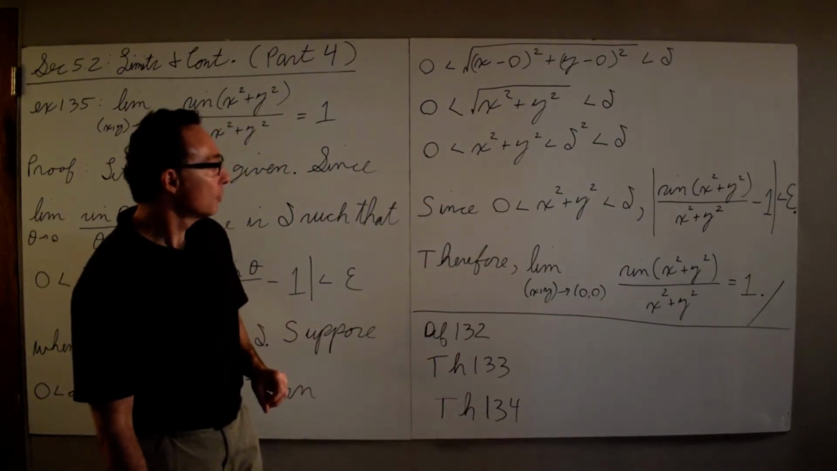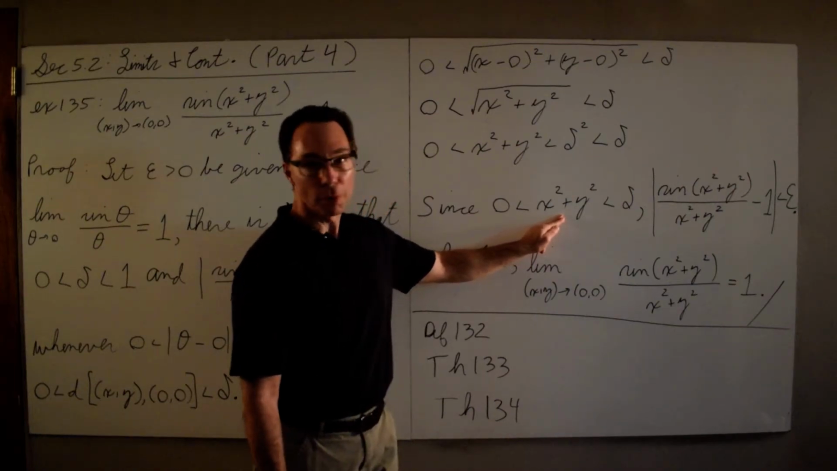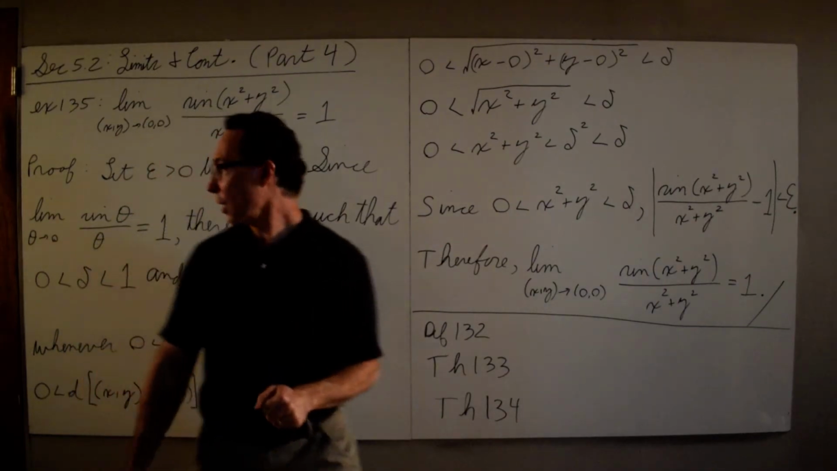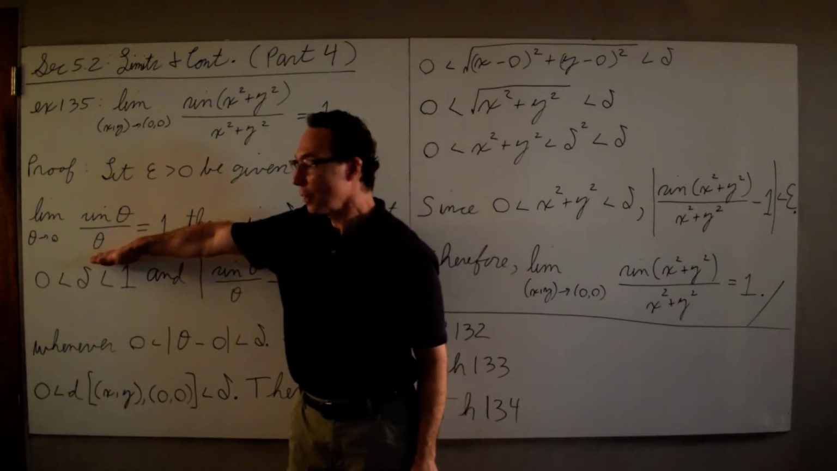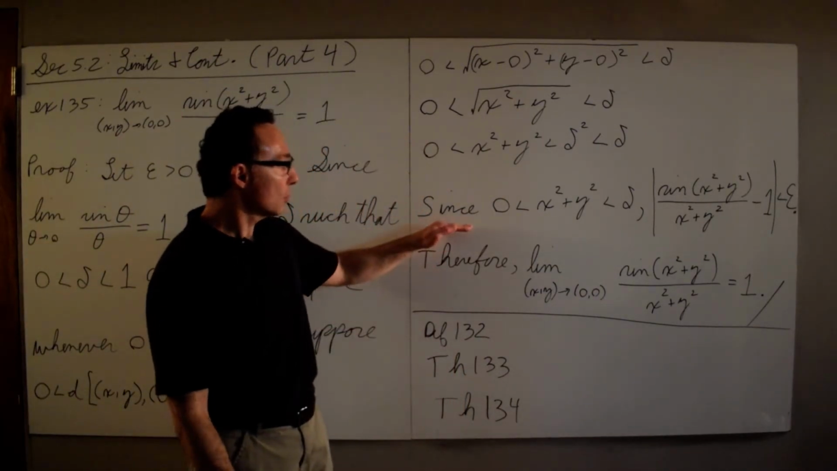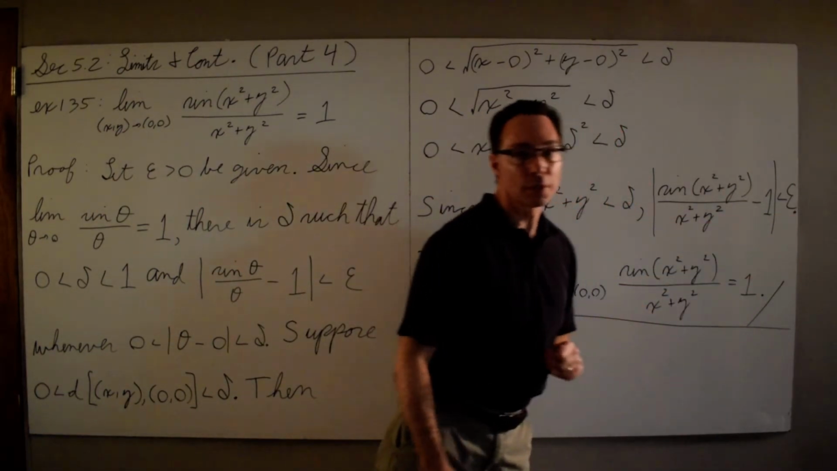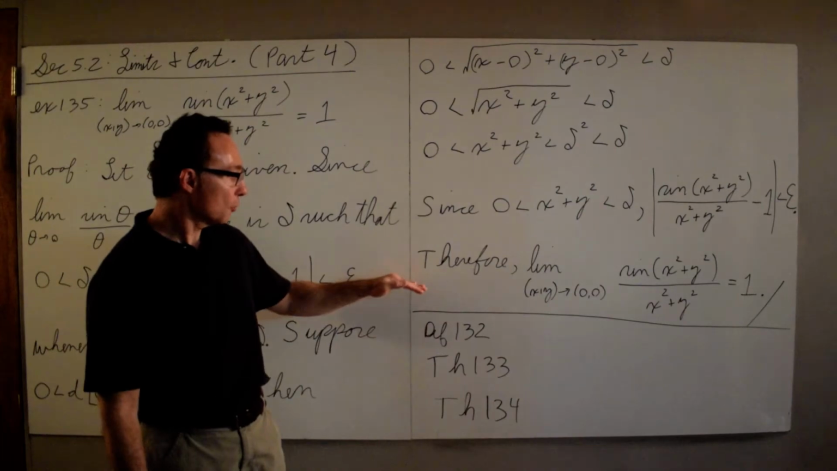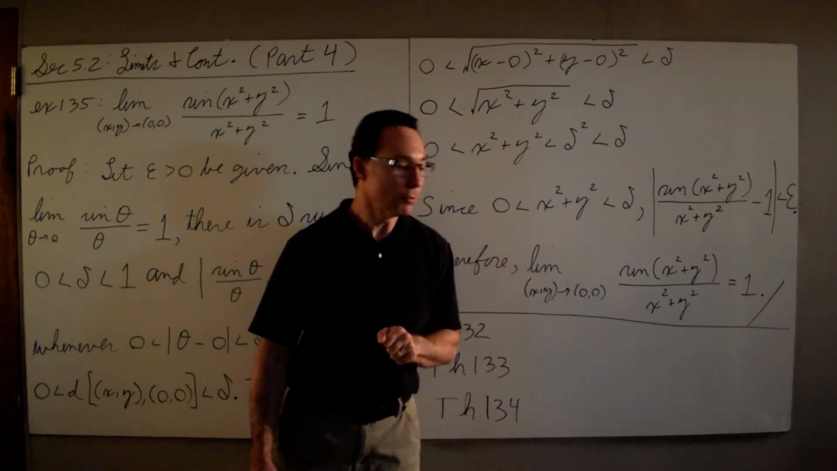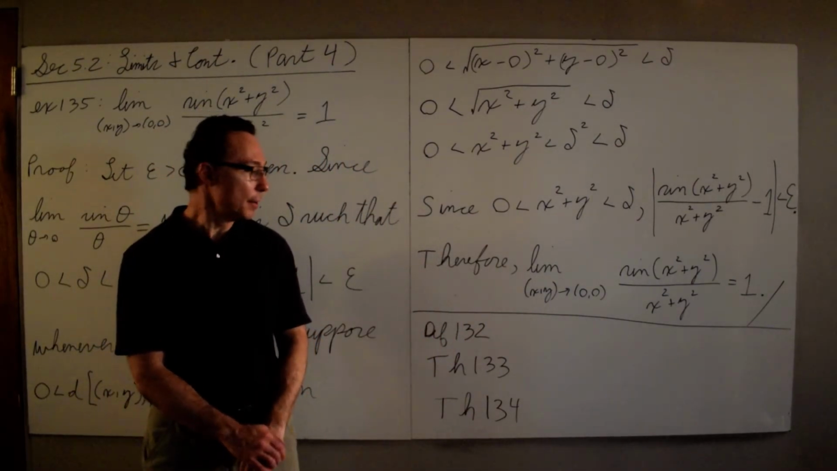So now what do we have? We have 0 less than x squared plus y squared less than delta, because of this fact right here: the limit as theta goes to 0 of sine theta over theta is 1. And we've chosen our delta correctly. This term, minus 1, is less than epsilon. Therefore, the limit as (x,y) goes to (0,0) of sine of x squared plus y squared divided by x squared plus y squared is equal to 1.